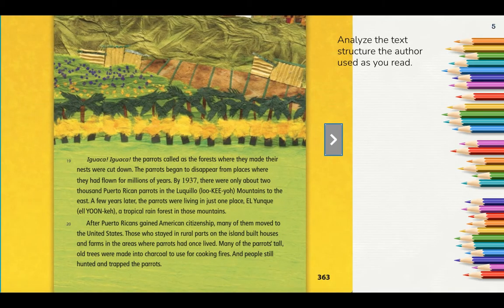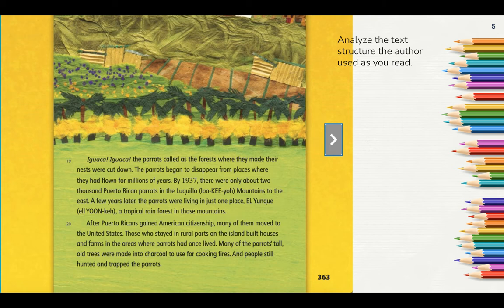I want you to turn to page 363 in your My Book and look over and read paragraphs 19 and 20. Pay close attention to the text structure in these paragraphs as you read them. Authors do not always use the same signal words to show cause and effect relationships. You can pause the video now to reread this page.